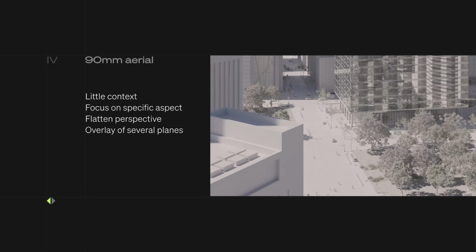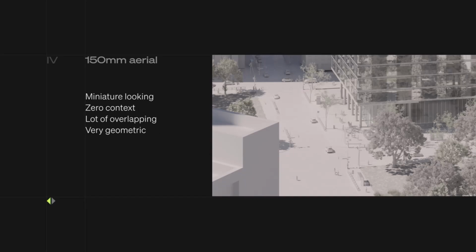Same thing, 150. Here you almost have a miniature-looking feel, as if you were looking at a little model, like a train model or something like that. You have almost zero context, because compared to what we originally had at 16 millimeter, we always have just an excerpt of the building, and we're focusing on this area. In terms of actual size, this is a very large area, but in terms of perceived area and context, it's just a very small piece.